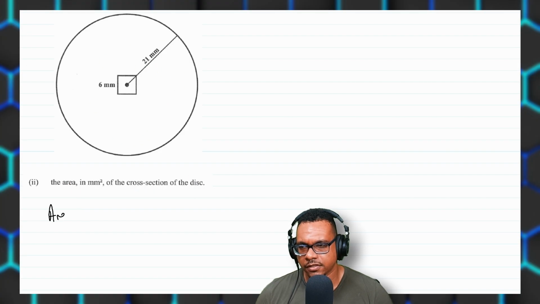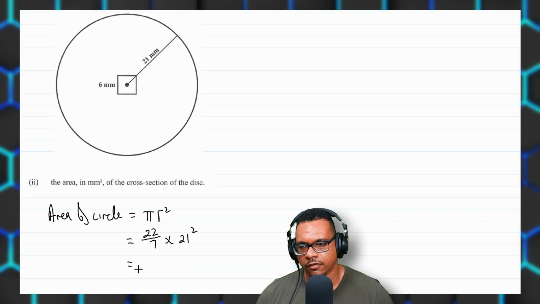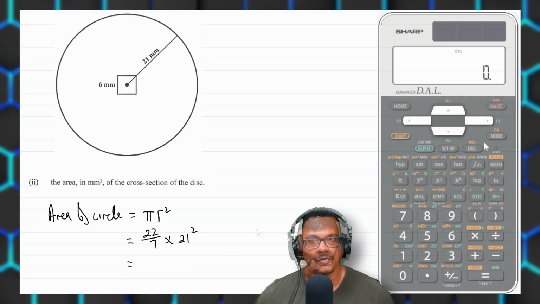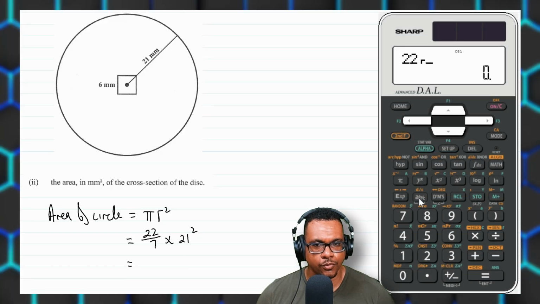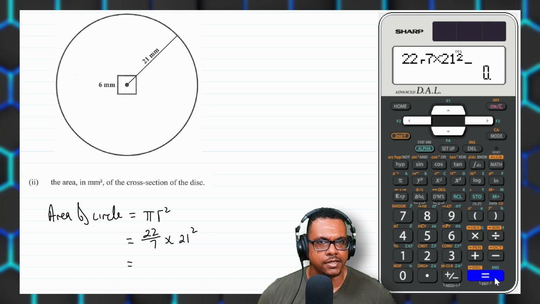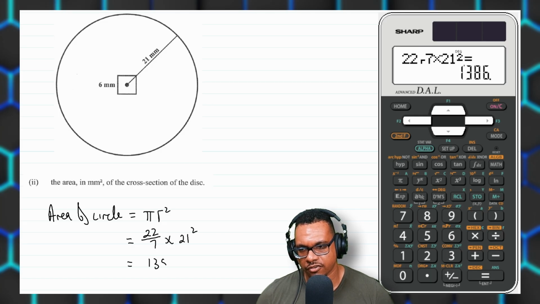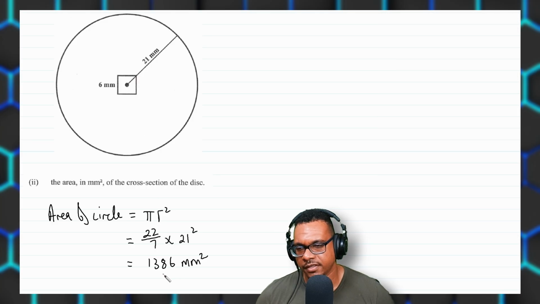So area of circle is equal to pi r squared. And of course, we're using pi as 22/7 multiplied by the radius, which is 21 squared. All right, so let's use the calculator and work that out. So I'll put the 22/7 multiplied by 21 and let's square that. And that will be equal to 1,386. So that's 1,386 millimeters squared.